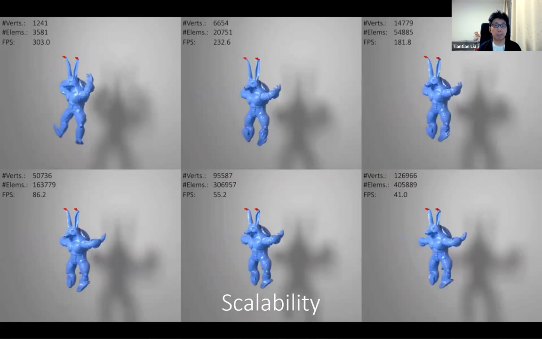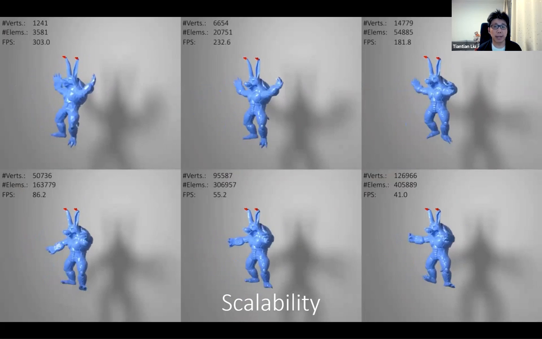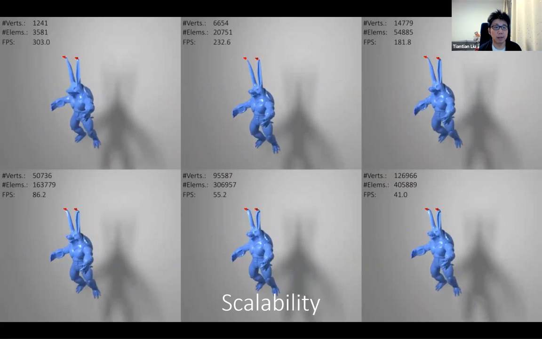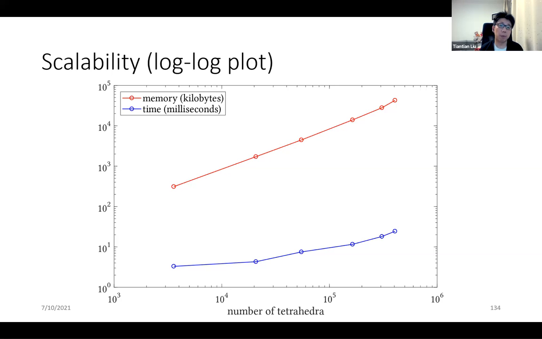And to visually test the scalability of this method, we can also simulate a hanging armadillo with the same material but different resolutions, and they look quite similar. We plot the memory cost in the red graph and the time cost in the blue one, in a log-log scaled plot where the x-axis is the number of tetrahedra. This green line has a slope equal to 1, indicating linear behavior. We see that the memory cost of our multigrid scales linearly, and the performance scales better than linear initially with the help of parallelization, and it will eventually converge to linear for large meshes.